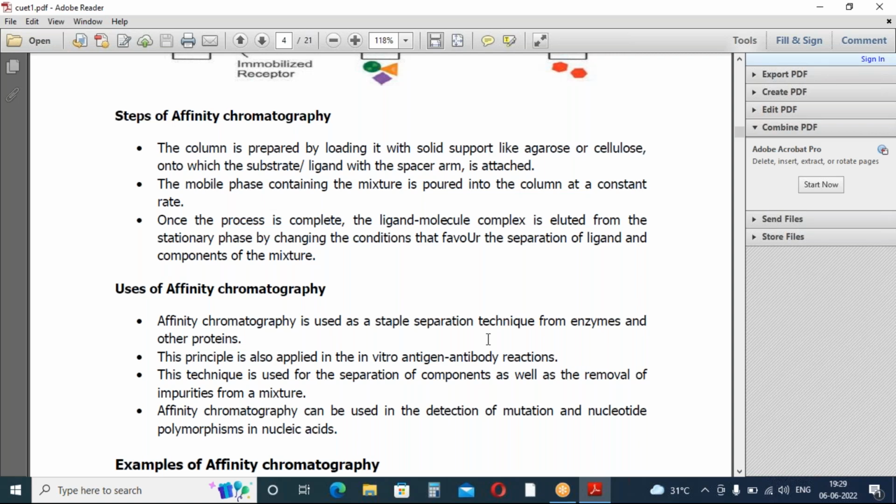Understood, ma? First of all, you have to know the major principle behind affinity chromatography, then the procedure, and then the applications that are concerned with that type of technique.